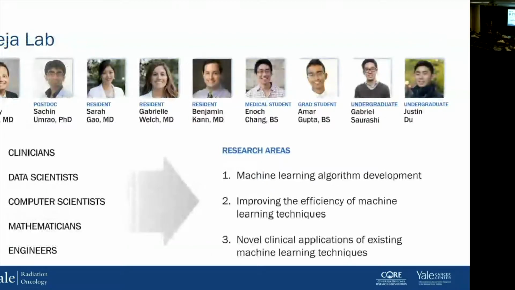So our group is a very unique interdisciplinary lab. We have clinicians, data scientists, computer scientists, mathematicians, and engineers that span pretty much the entire campus, including a large group of undergraduates, graduate students, as well as medical residents. Our interest is specifically in the application of machine learning to clinical oncology. And our major research areas are machine learning algorithm development, improving the efficiency of machine learning techniques, and novel clinical applications of existing machine learning techniques and algorithms.